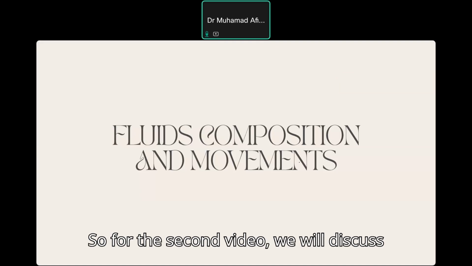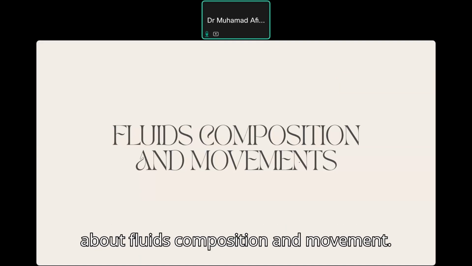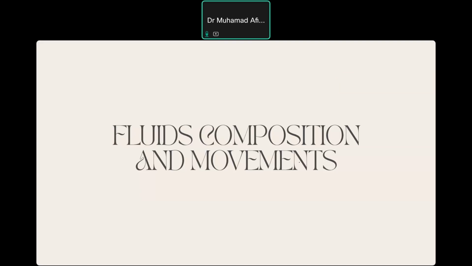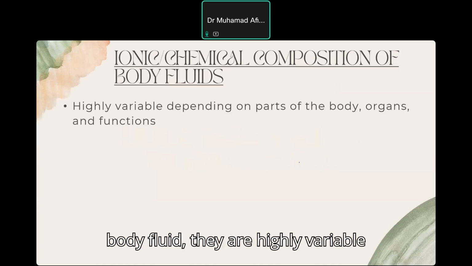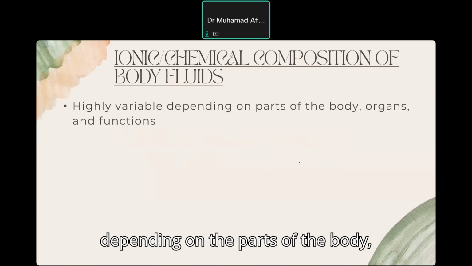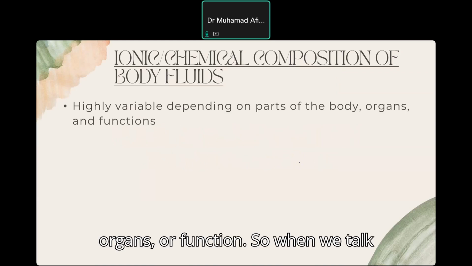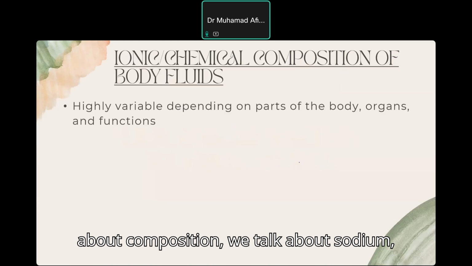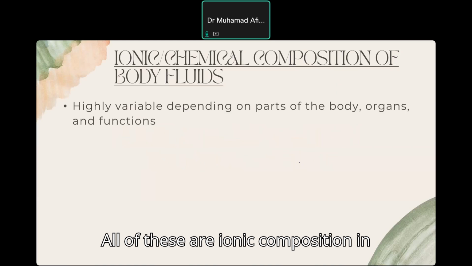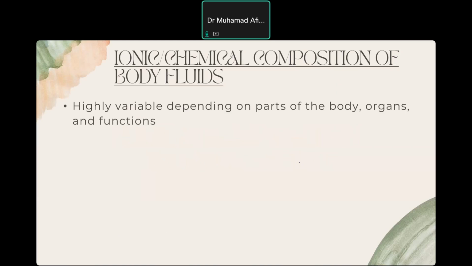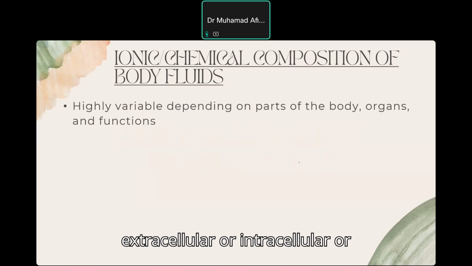So for the second video, we will discuss fluid composition and movement. The ionic and chemical composition in body fluid is highly variable depending on the parts of the body, organs, or function. When we talk about composition, we talk about sodium, potassium, calcium, phosphate. All of these are ionic composition in body fluids, and whether they are in extracellular or intracellular or in the blood vessel, they have differences in the composition of these ions.